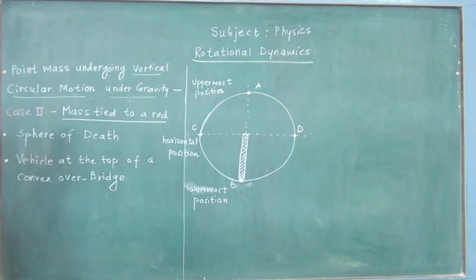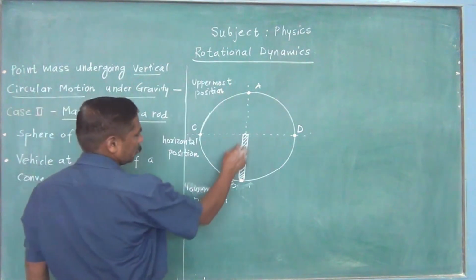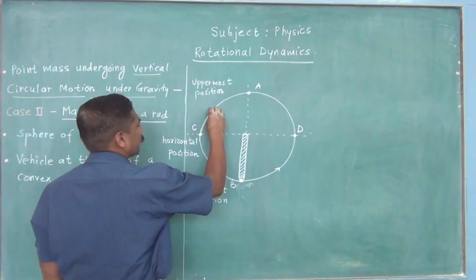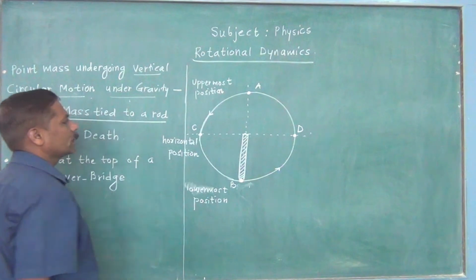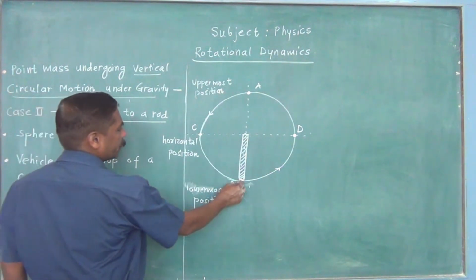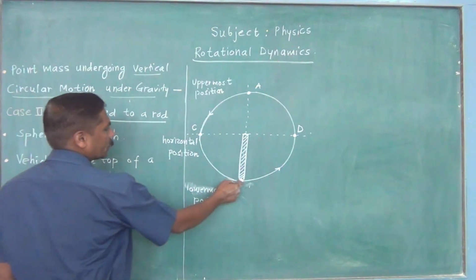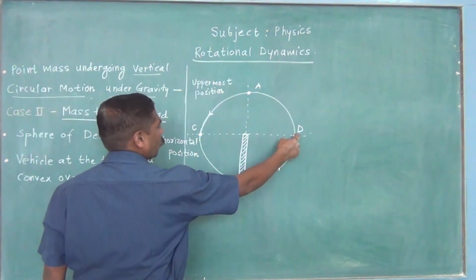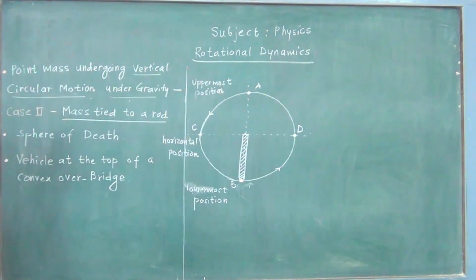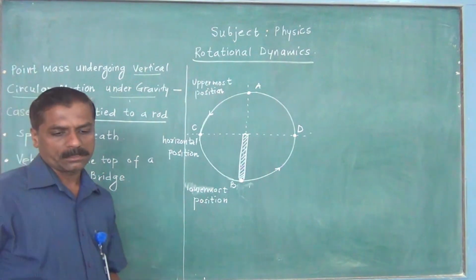Now you will get here this rod, it is moving in these directions. Sometimes this point mass will be in the lowermost position, it will move to the horizontal position, and again it will go to the uppermost position. Now if we consider, what will be the velocity at the different positions?